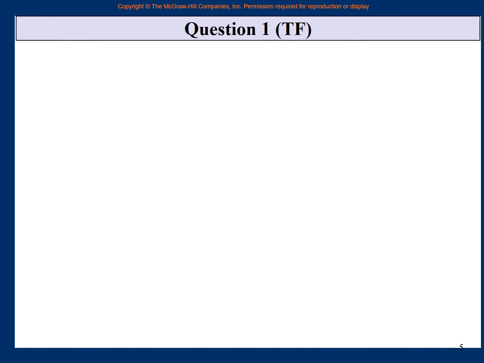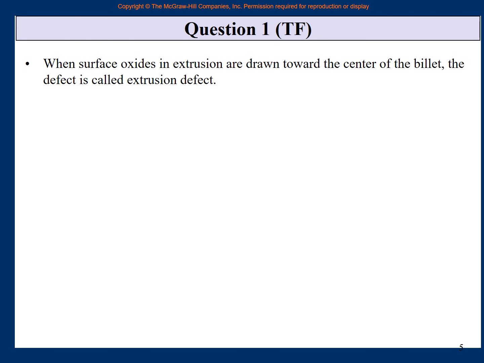Let us go to the next question, which is the true false type. When surface oxides in extrusion are drawn toward the center of the billet, the defect is called extrusion defect. There were only 2 or 3 extrusion defects that we mentioned. This answer is true, right? When the defect is towards the center of the billet, then this is called extrusion defect.